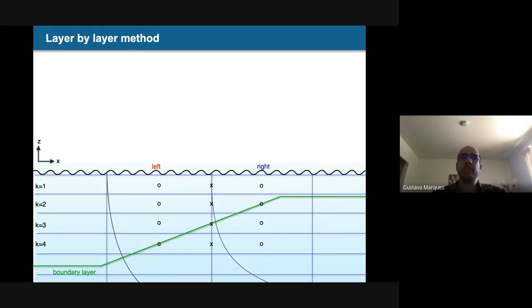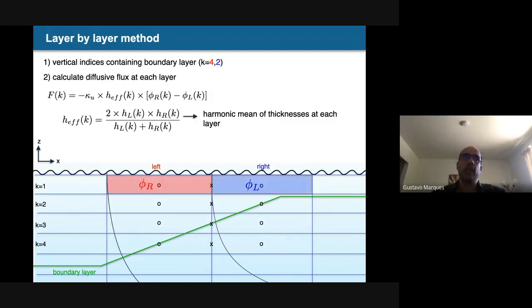The first thing that the scheme does is go and find the indices containing the boundary layer on the 2 columns. So on the left is the index number 4, and on the right is index number 2. And then we go and calculate the diffusive flux at each layer. The way we do it is using this formula, where kappa has all the information about the grid spacing as well as the time step and the diffusion coefficient. So this comes to us ready within the module to be used.